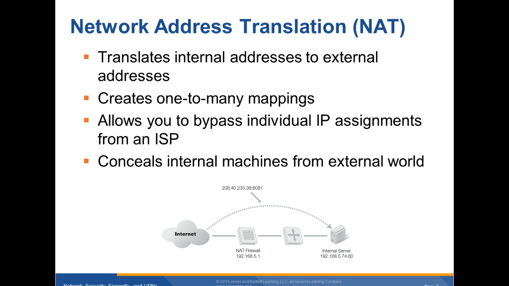NAT conceals internal machines from the external world. It keeps private systems hidden from external access or view, and lets multiple internal connections appear to originate from one external system.